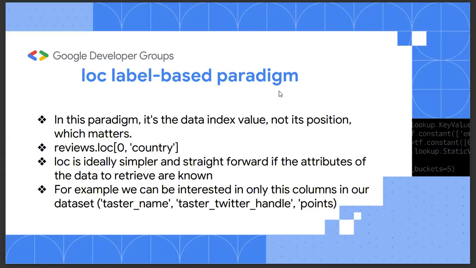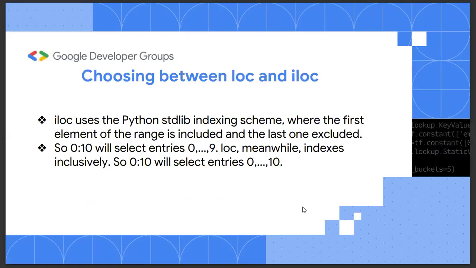So loc is ideally simple and straightforward if the attributes of the data to retrieve are known. We already saw this. For example, we can be interested in only these columns in our data set. If you want to retrieve only the tester name, the tester Twitter handle, and the points, you just list these columns that you want to access in your list, like we've just seen recently.